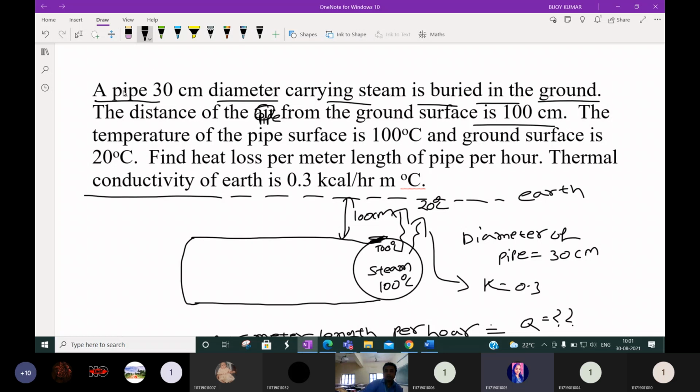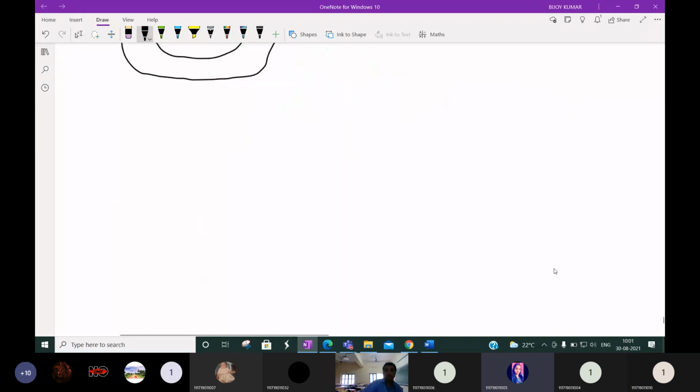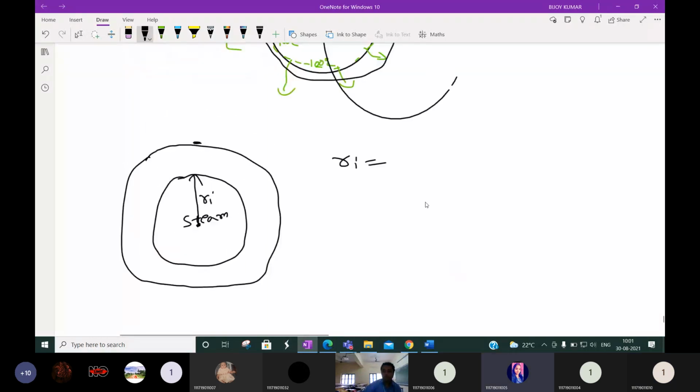In the question it is given the pipe diameter is 30 centimeter. Then what will be the radius? 30 divided by 2. Yeah, very good. So the inner radius will be 30 divided by 2, or you can say 15 centimeter. We can convert it to meter: it will be 0.15 meter. So what will be the outer radius then?